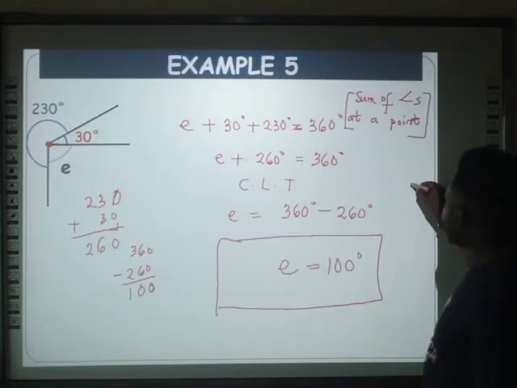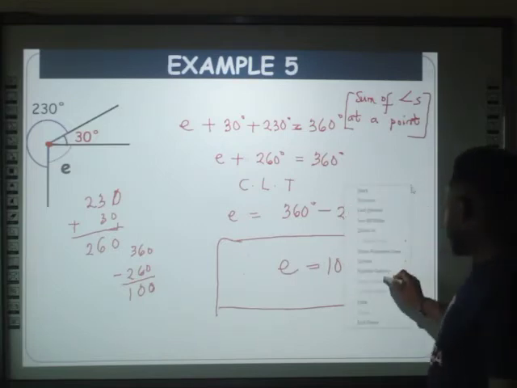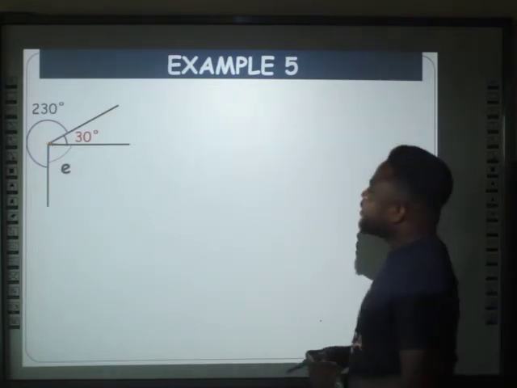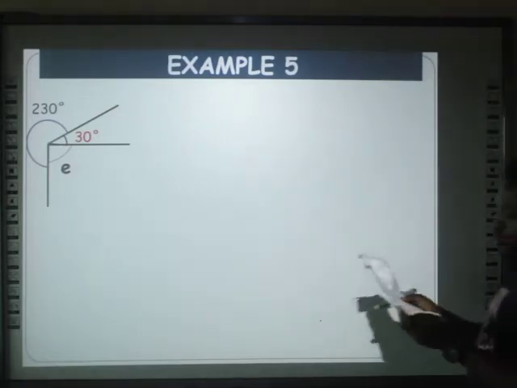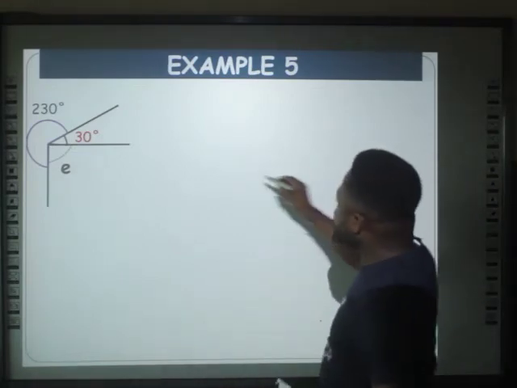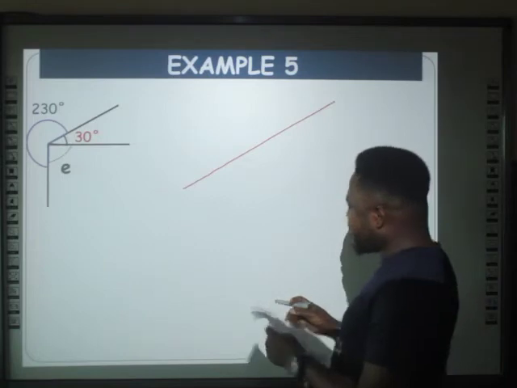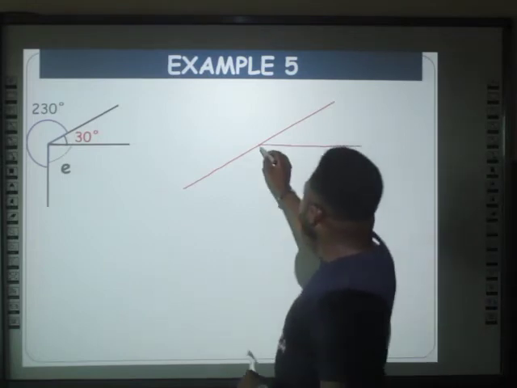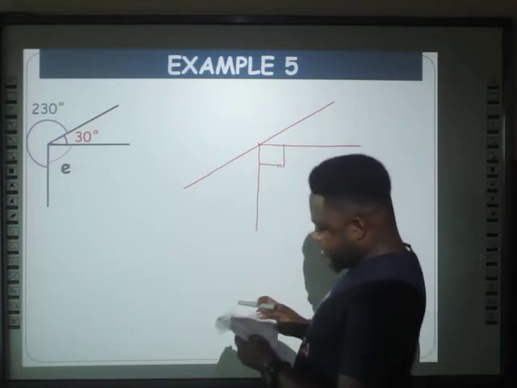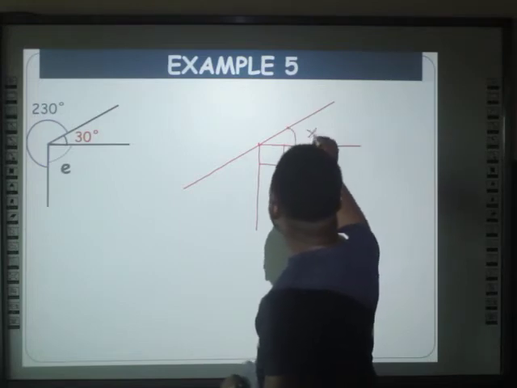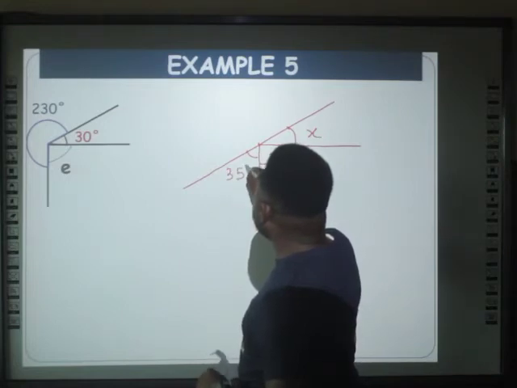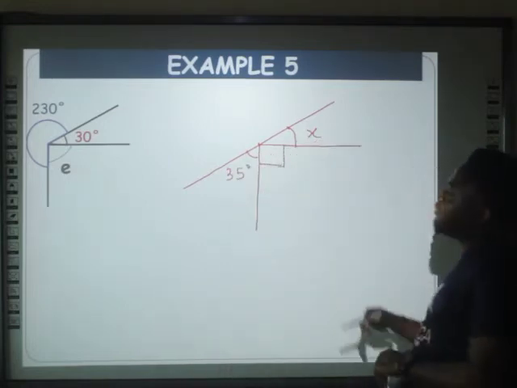Now, let's look at another example. Let's assume we have a question involving something like this. Of course, we have a straight line. Now we have this way, we have this way, again something like this. Then this is x, while this one is 35 degrees. Now you are told to find the unknown angle x.